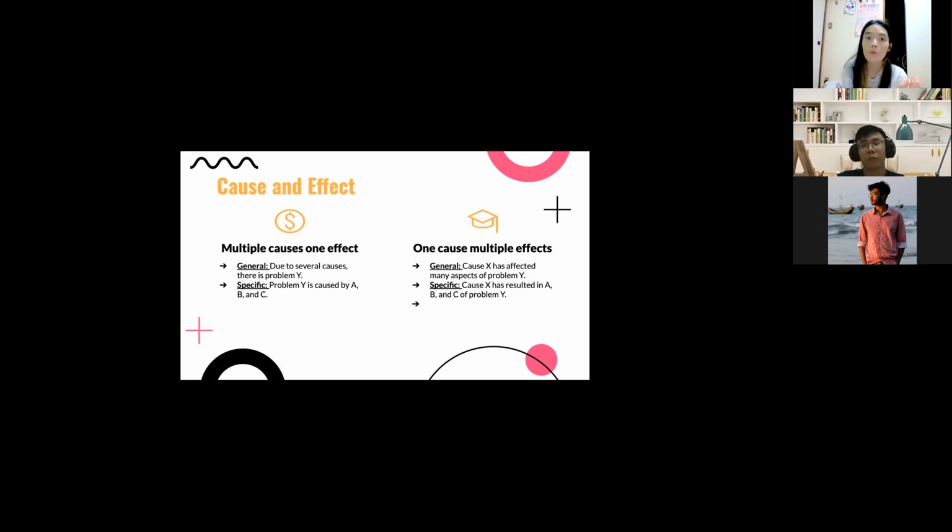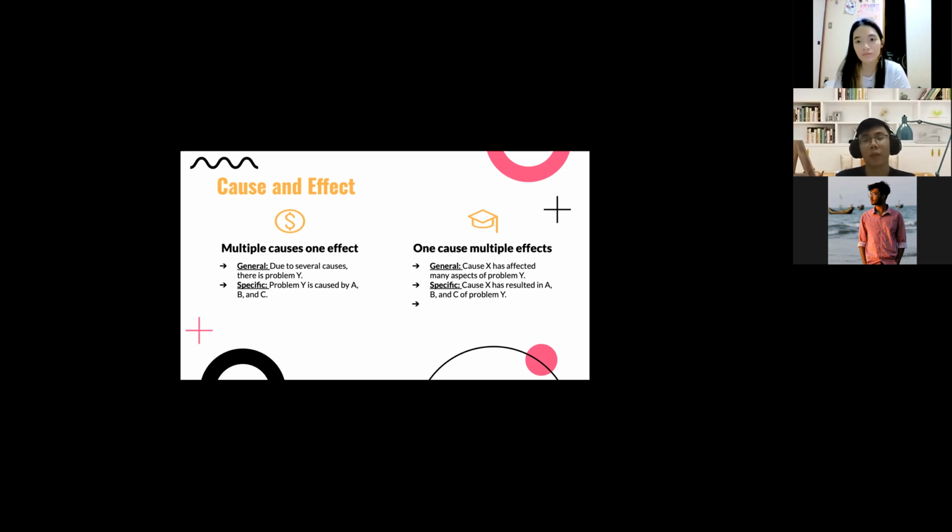But for the specific one, you're going to list them out. So cause X has resulted in the effects A, B, and C of the problem Y. So you're going to be specific about what kind of effects you're going to talk about. They're going to have the idea of maybe three or four effects that you're going to discuss in your body paragraphs already from your thesis statement.